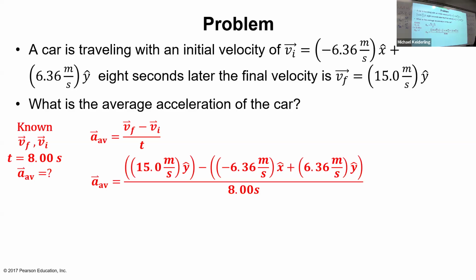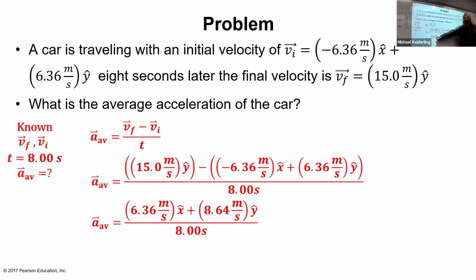So if we plug in our values, our final velocity is 15 meters per second in the y direction. Our initial velocity is negative 6.36 meters per second in the x direction and positive 3.66 meters per second in the y direction. So if we combine our x's and y's up here, minus negative 6.36 gives us positive 6.36 meters per second in the x direction. And 15 minus 6.36 gives us 8.64 meters per second in the y direction.